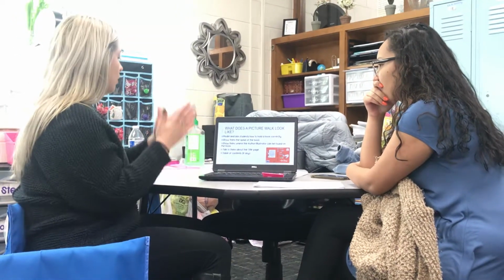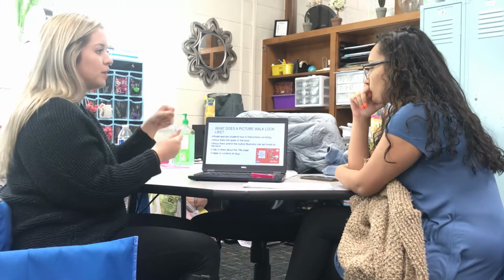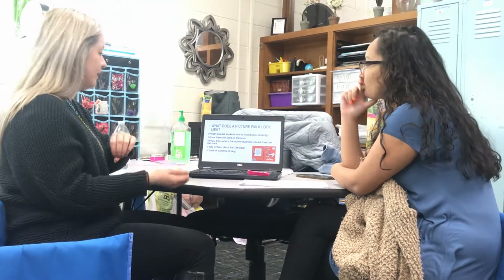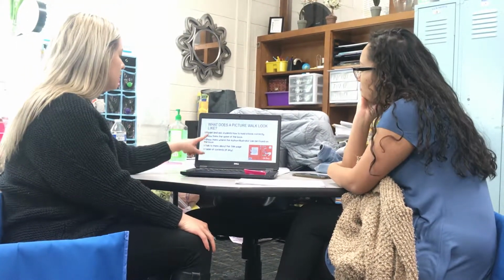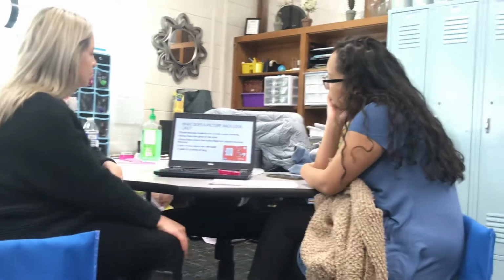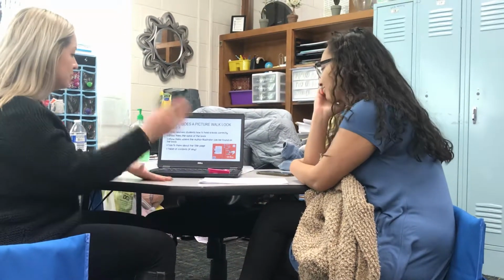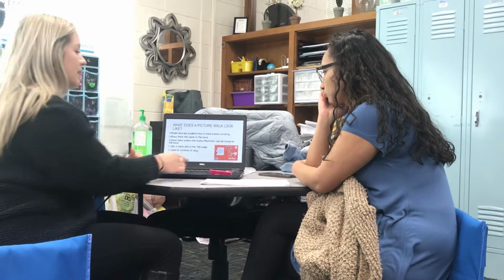Well, we said when they hold the book, they need to know how to hold it correctly, not upside down, not sideways. So it's always important for us to model and ask students how to hold the book correctly. Show them the spine of the book. Show them where the author and the illustrator can be found on the book, like "by Dr. Seuss." They should know the difference between the author and the illustrator. The author writes the words, the illustrator draws the pictures.